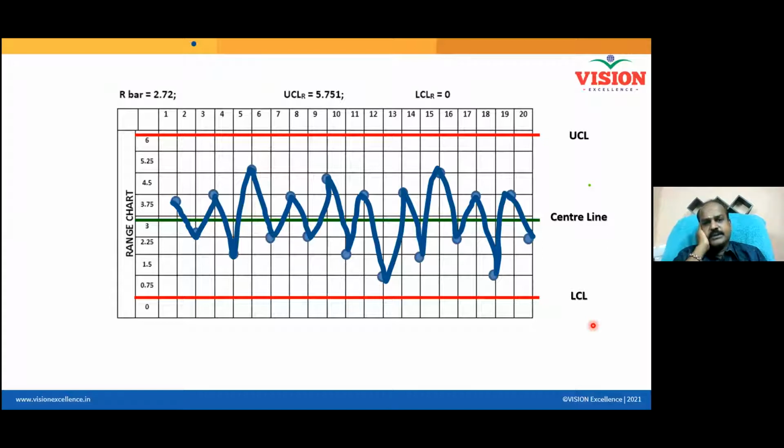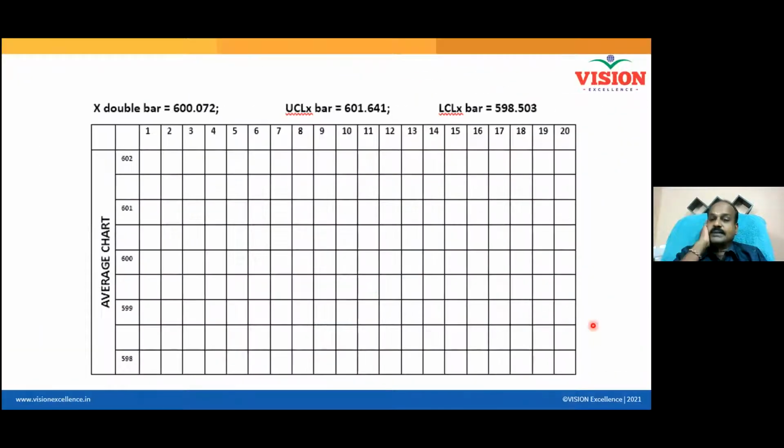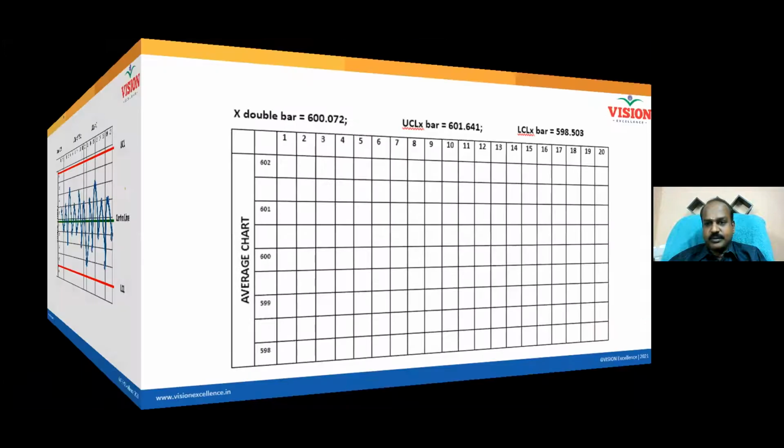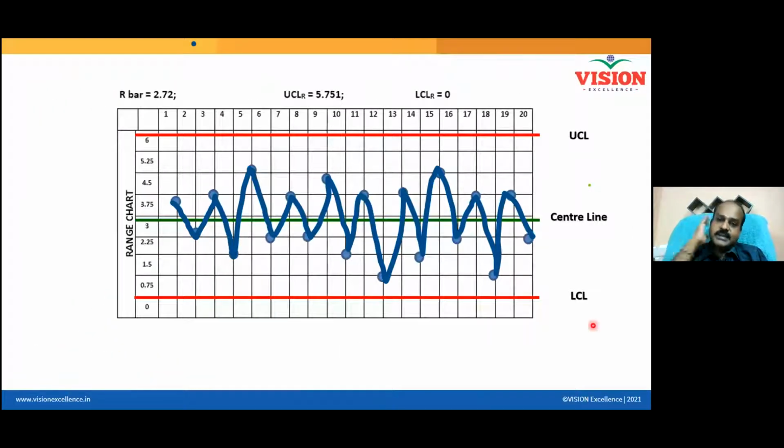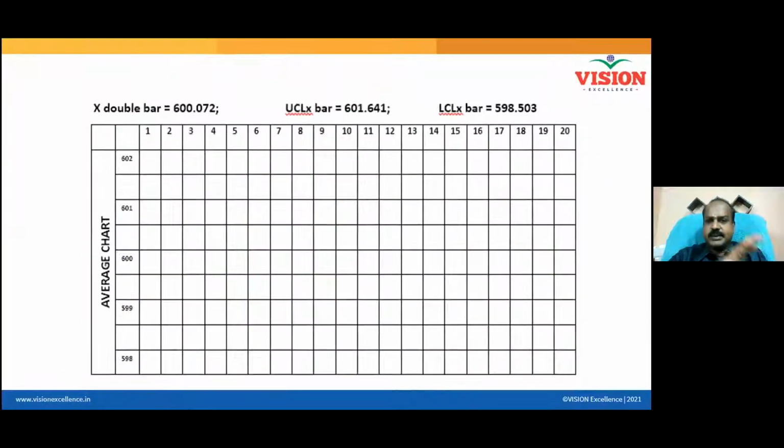Now tell me, is this process under statistical control or out of control? Under control. If the R chart is under control, you can proceed and plot the X bar chart. If the R chart is out of control, no need to proceed. Your process requires attention and investigation. Why is the point going out? If you don't do that, then you are not giving justice to your job as a manager or as a leader in the company. But now the process is in statistical control.